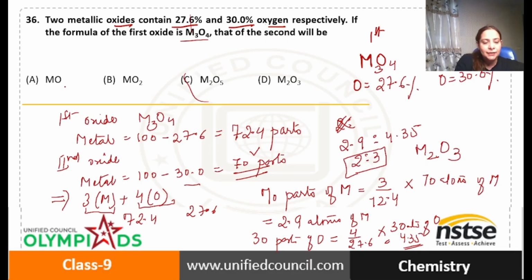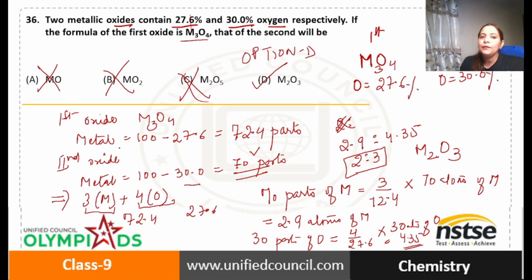So in this question, the correct option is not first, not second, not third, it is fourth. Which answer is correct, students? Option D. I hope you understood. First you need to find the percentage of metal by using the data given for the oxygen, and then for M3O4 it is already given. Using that you can find it for the given parts of M and given parts of O for the second oxide.